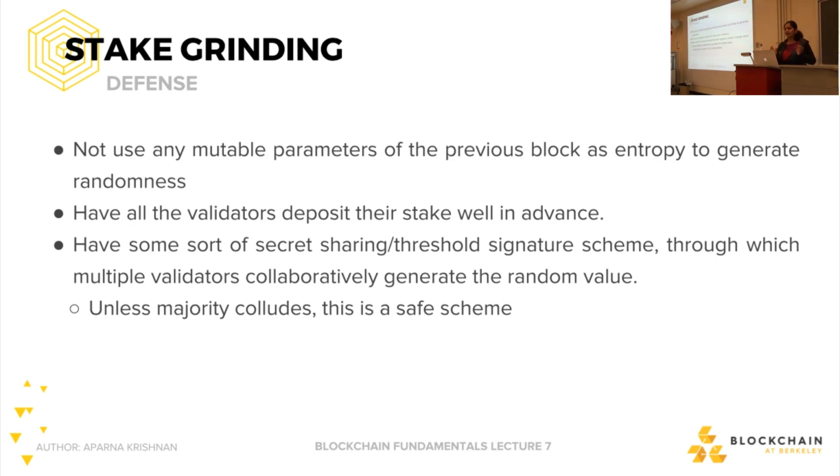But if you have all the validators staked in way ahead of time, and you say determine the next validator like 2,000 blocks ahead, they're always forced to be staked in till they become the validator. Another idea is you could have this sort of threshold signatures sharing scheme where all the validators together determine the randomness for the network. And unless, of course, the majority of them collude, this scheme is pretty safe.